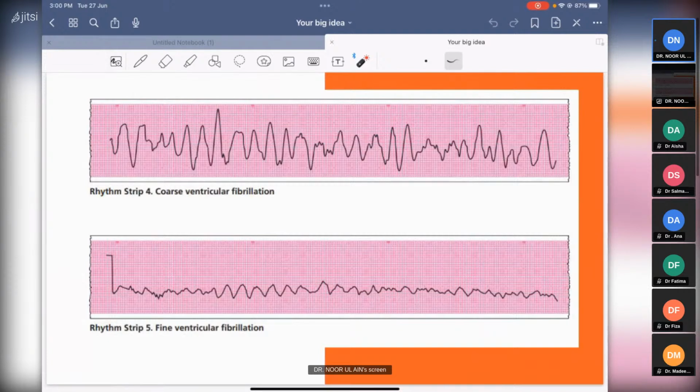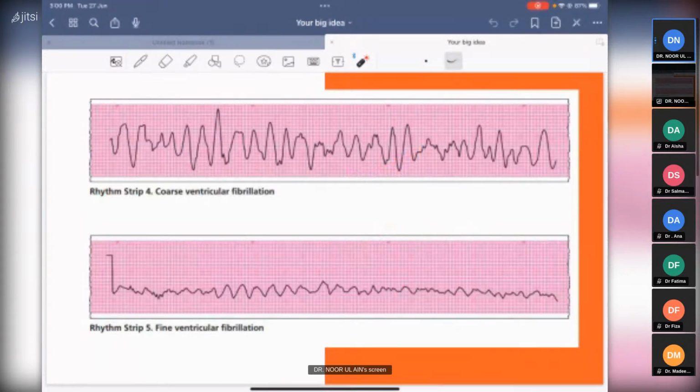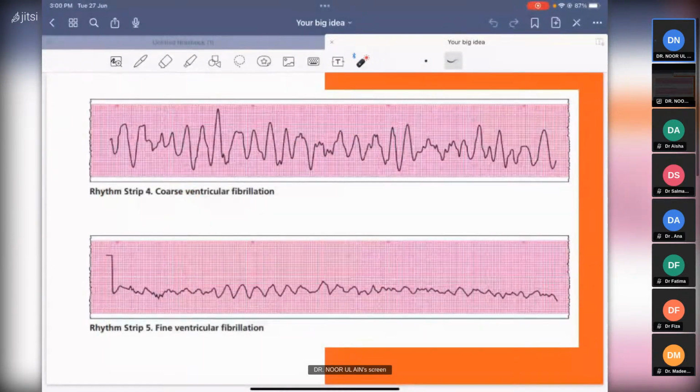This is the rhythm that you see. Both of these are cases of ventricular fibrillation. This is coarse. It's a very harsh pattern, right? So this is coarse ventricular fibrillation. You won't really have to differentiate between coarse and fine ventricular fibrillation. Just look at the pattern and know what's happening. There is no P wave, and we can't identify the QRS either. So the ventricle is beating so fast that there is no recognizable cardiac rhythm.